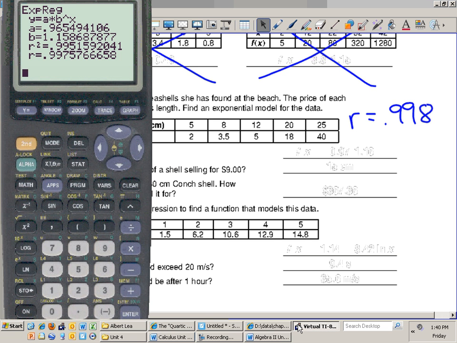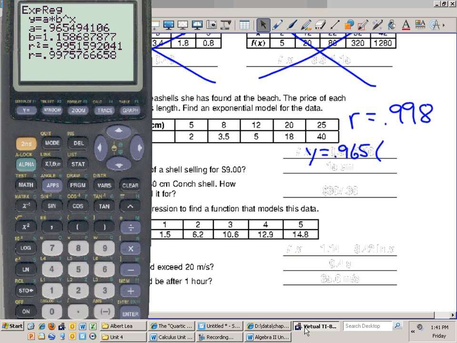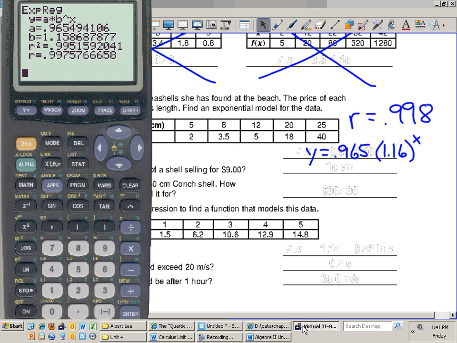And we come up with an equation that looks as follows. It says A is 0.965. So y equals 0.965 times 1.16 to the x power. So that's an equation that represents my data. Let's see how well it represents the data.